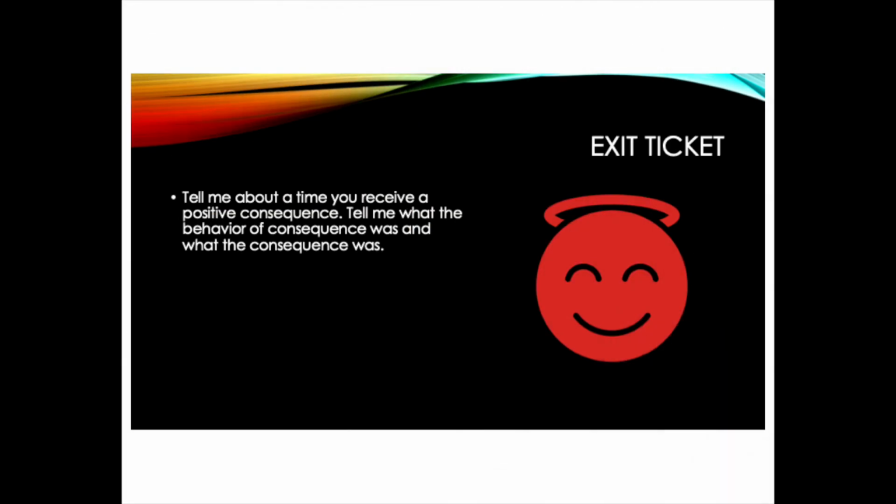And finally, our exit ticket for this lesson. I want you to tell me about a time you received a positive consequence. Tell me what the behavior of consequence was and what the consequence itself was. Okay, you're going to do this on our Google Classroom page. You're going to find the assignment that is labeled with the same lesson name, okay? And then you're going to give that response there. I look forward to hearing from you.